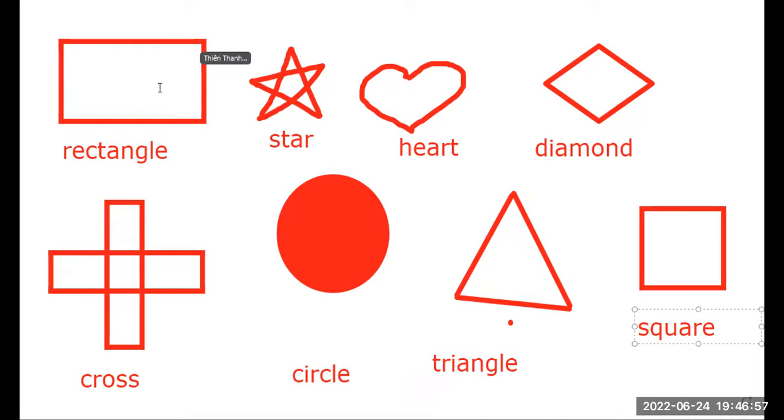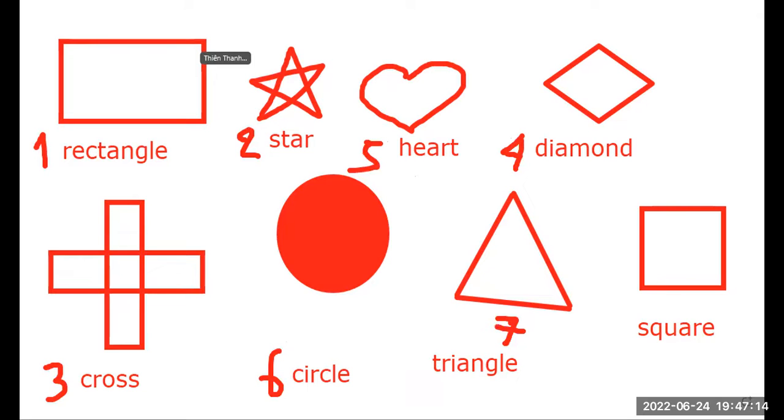Excellent. So now I will number it. One is for rectangle, two for star, three for cross, four is for diamond, five is for heart, six is for circle, and seven for triangle. Eight for square.